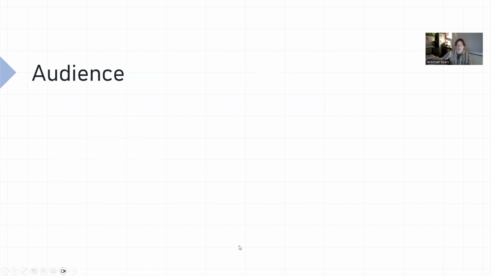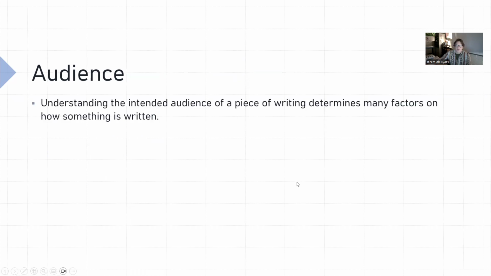Okay, so then we have the audience of a piece. Understanding the intended audience of a piece of writing determines many factors on how something is written. We all communicate differently to people that we are speaking to. I know that I talk to my wife differently than I talk to my children, as I should. It would be very patronizing if I spoke to my wife, misogynistic if I spoke to her the way I speak to our children. Also, if I try to explain to my kids things in a way in which I would talk to my wife about, it would be completely over their head and they wouldn't understand it. They wouldn't get it. So audience matters.